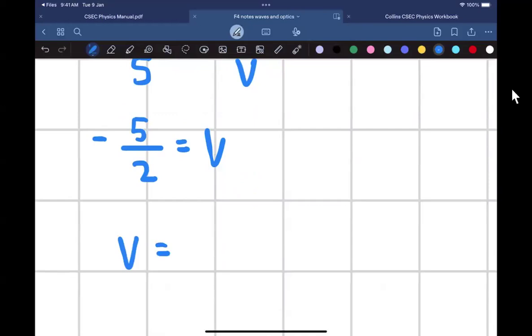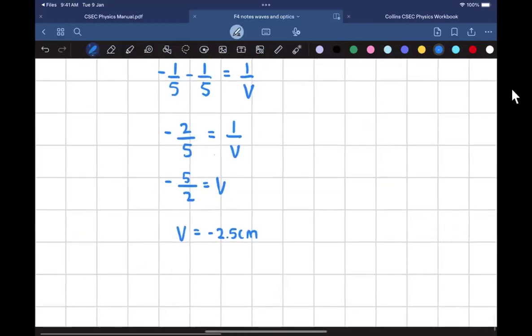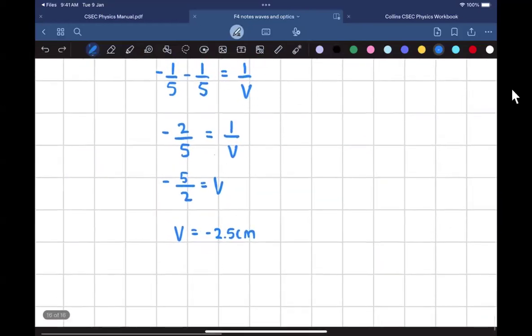And what is minus 5 over 2 in the calculator? Minus 2.5. Yep. Now, since it's a virtual image, that's why you're going to get a negative value there. Because your image is not forming in front of the lens, no. It's forming behind the lens. So that's why you're getting negative.